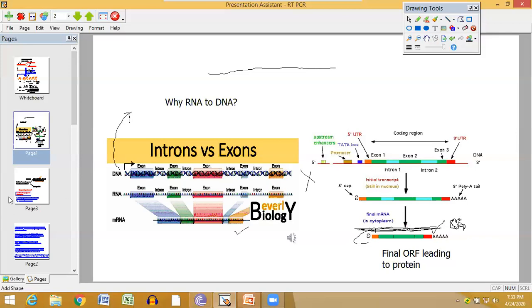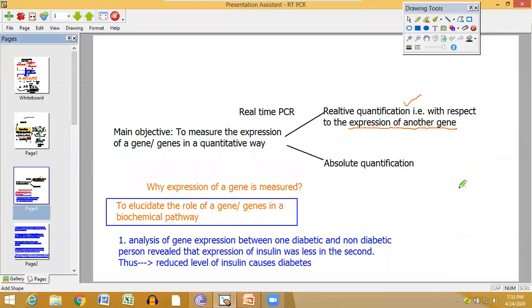Now we'll move on to our third part, where we'll discuss real-time PCR. Now, what is real-time PCR? The main objective of real-time PCR is to measure the expression of a gene or genes in a quantitative way. Real-time PCR adopts the technology of reverse transcriptase PCR in the first step.